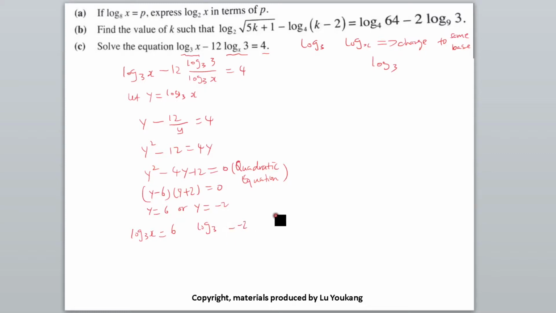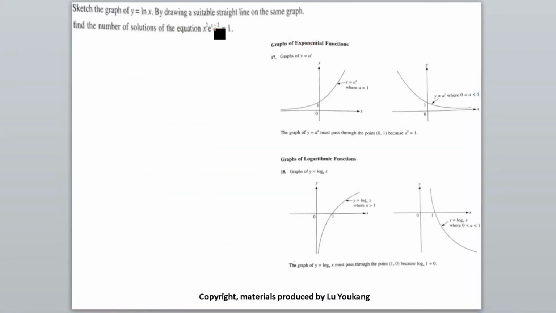And therefore log 3x equals to 6. And log 3x equals to minus 2. Therefore x equals to 3 to the power of 6 and x equals to 3 to the power minus 2. And therefore my x equals to 729 and my x equals to 1 over 9. And now we have come to the next question.